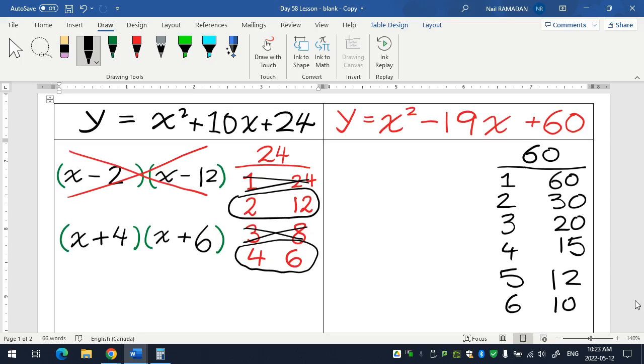What's 60 plus 1? What's 60 minus 1? No. Way too big of a number difference to actually work. Cross it out. That is a bad pair. Do you think 30 and 2 is going to work? No, still big. 20 and 3, still big. But things are getting closer. 30 and 2 gives you either 32 or 28. What's 20 and 3? Gives you 17 or 23.